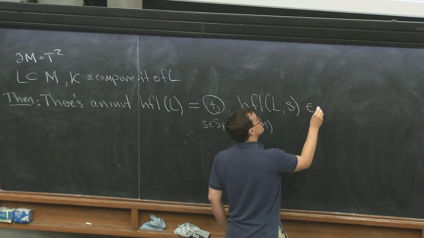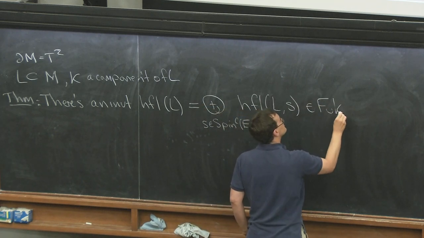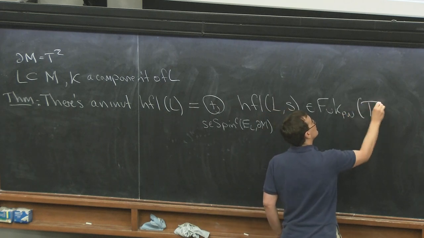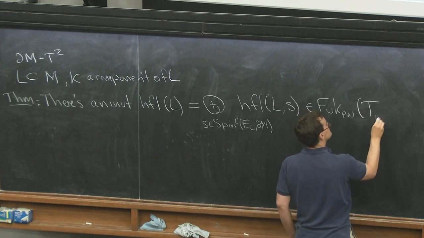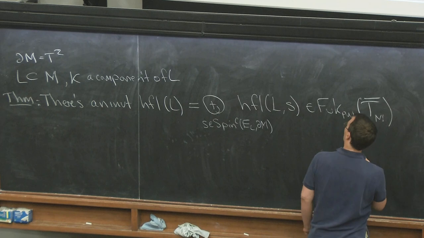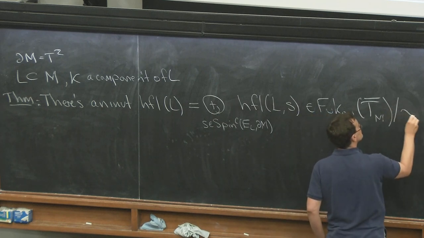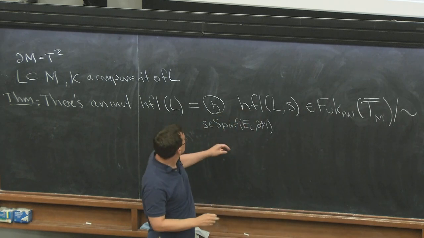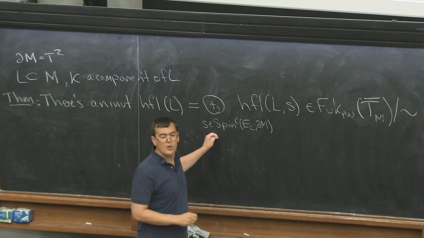This lives in some partially wrapped Fukaya category of a covering space T M bar, modulo an equivalence relation. Okay, now what I'd like to do is maybe try and explain what each of these pieces are.